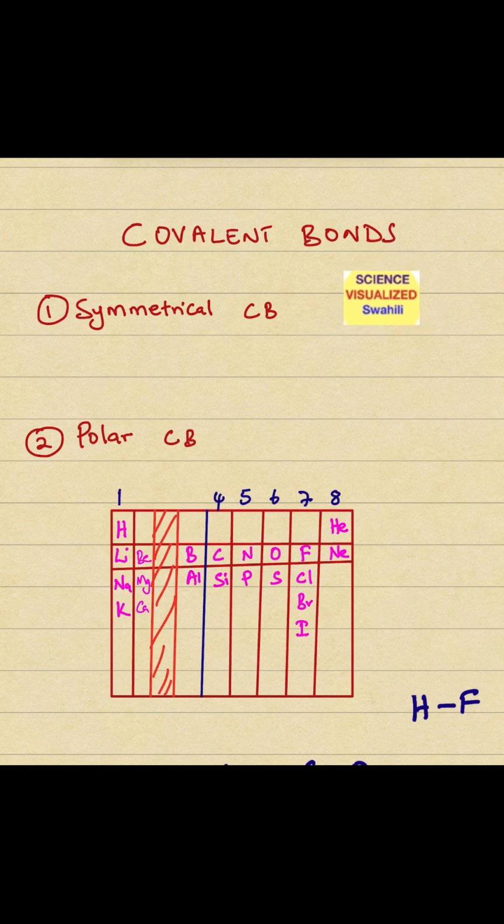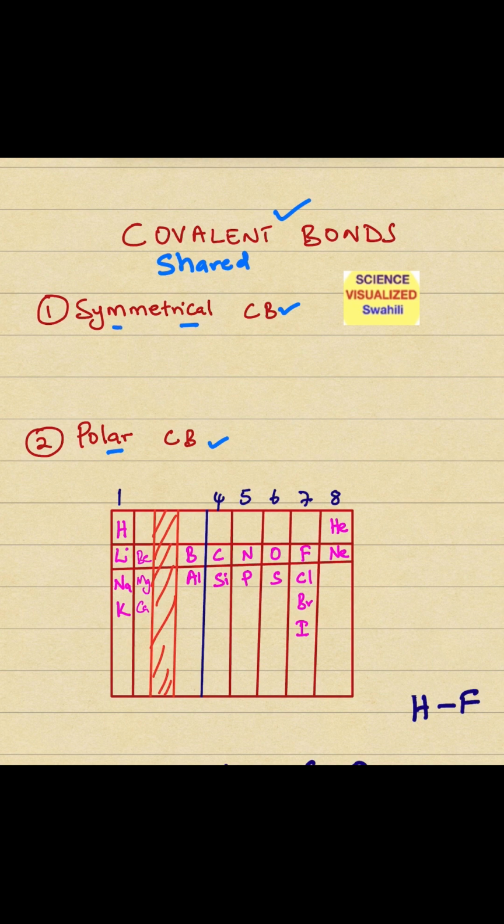Today we're looking at covalent bonds. Anytime you see the word covalent bonds, it means they are bonds formed by electron sharing. So electrons are shared. And there are two types of covalent bonds. The first one is symmetrical covalent bond, and the second one is polar covalent bond.